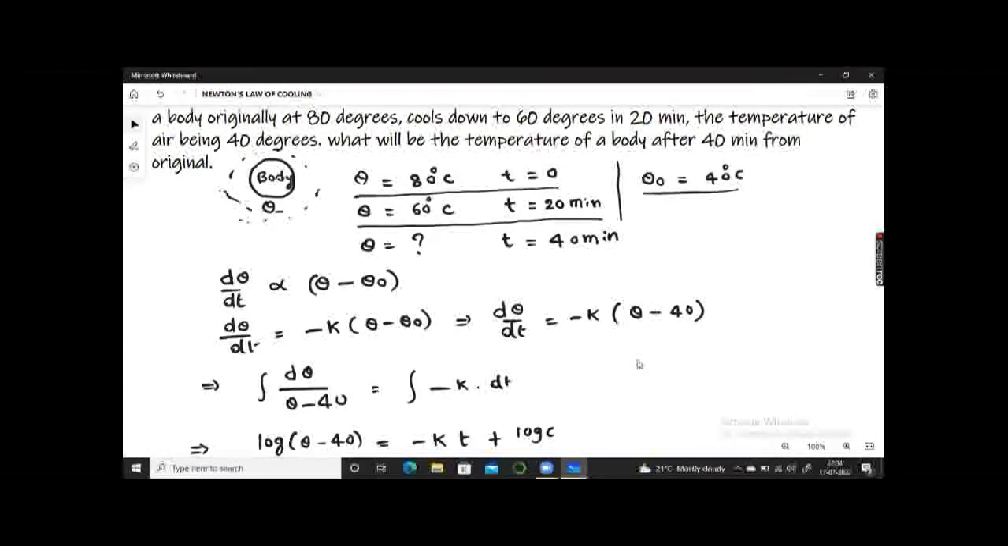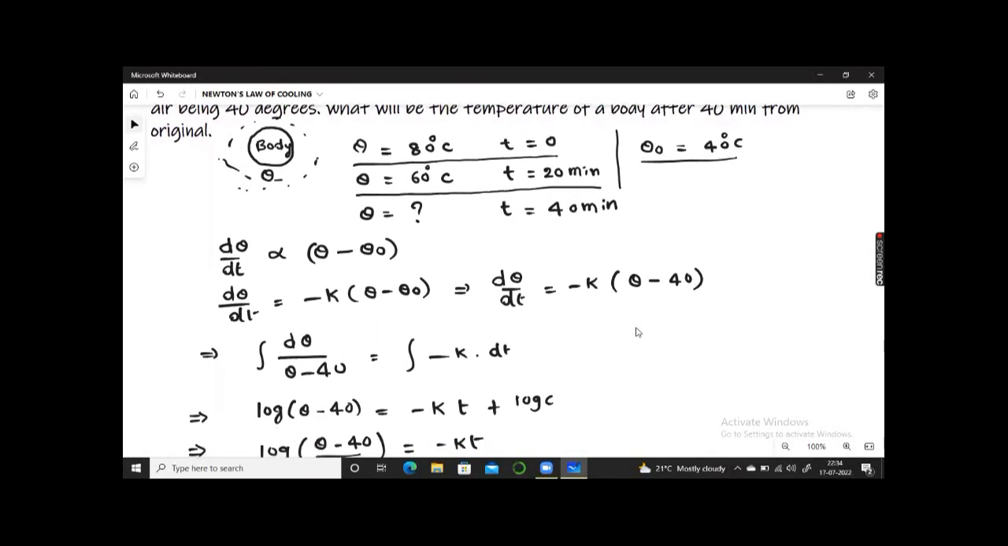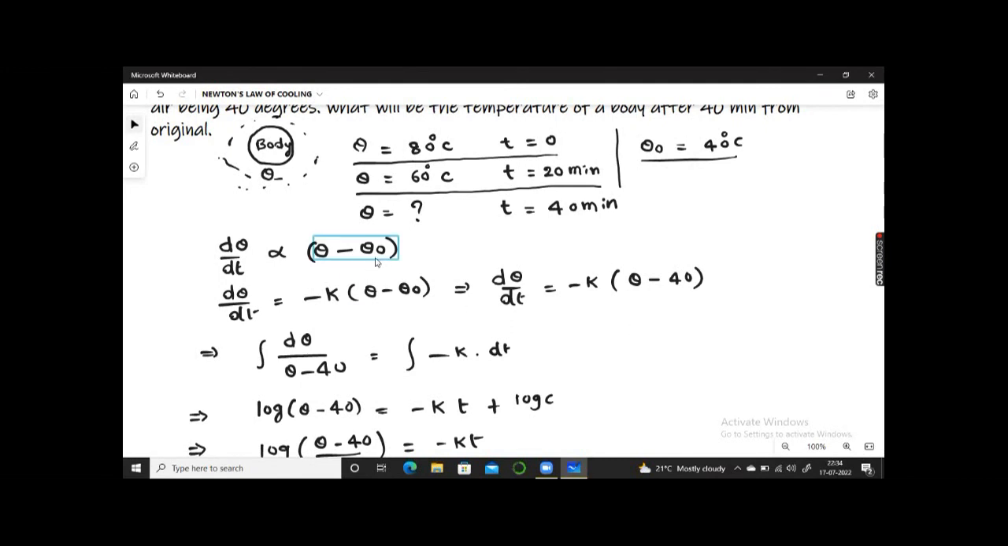It means like body temperature theta, where theta naught is the ambient temperature, how a body's temperature is changing over time t when it is surrounded by the environment or ambience, we can say, our surroundings. So that temperature is called theta naught.